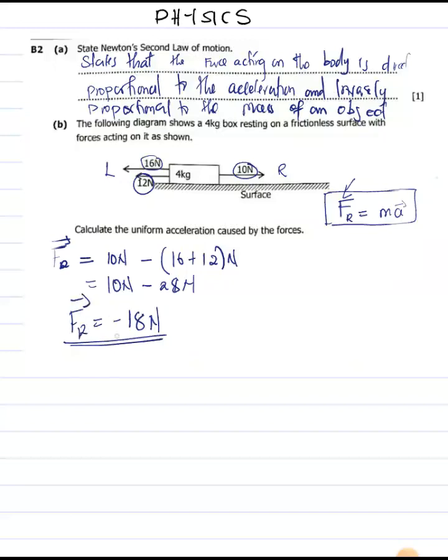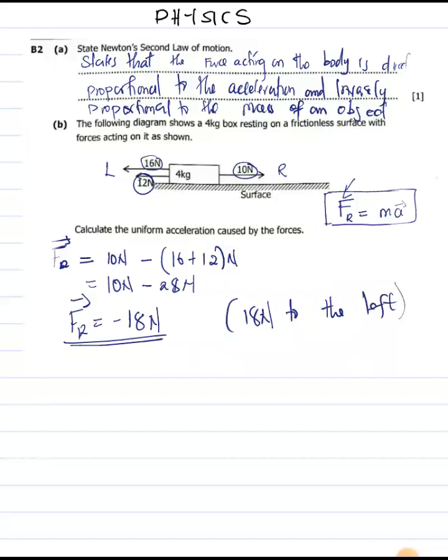Now the negative is just giving you the direction in which the force is going. It just gives you the direction. It's okay if you write 18 newtons, then you put the direction to the left. There's no problem. Trust me, there's no problem.